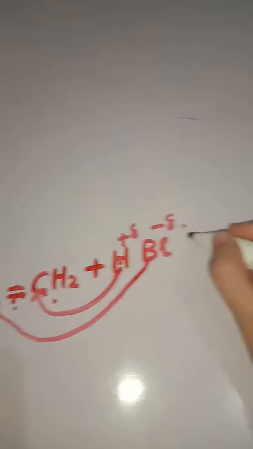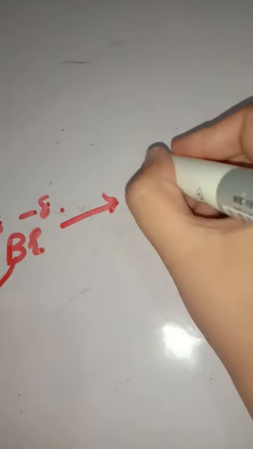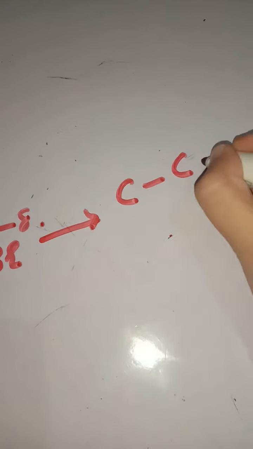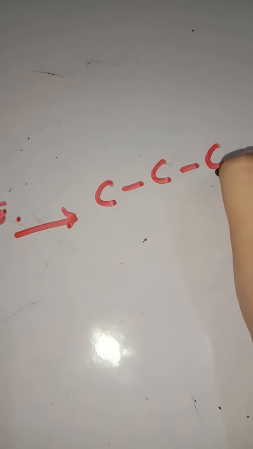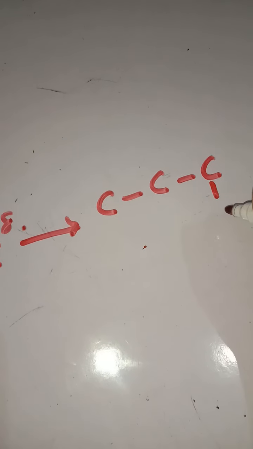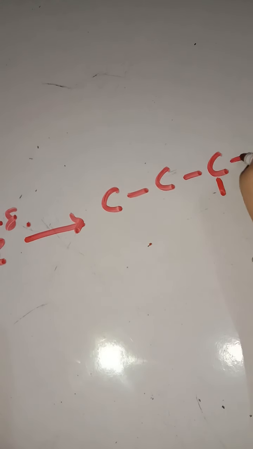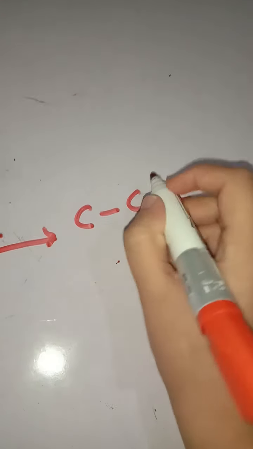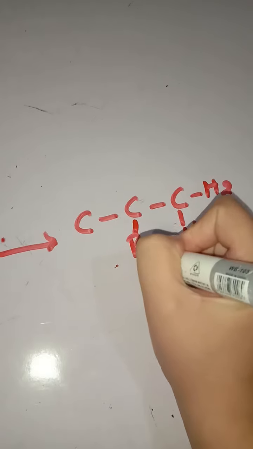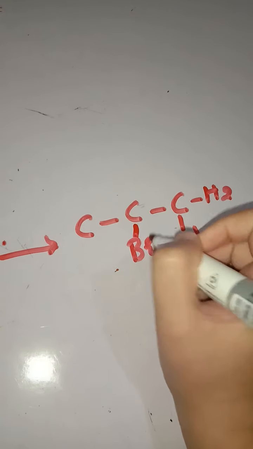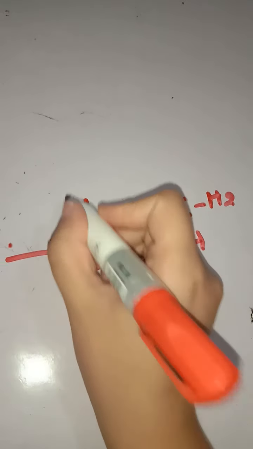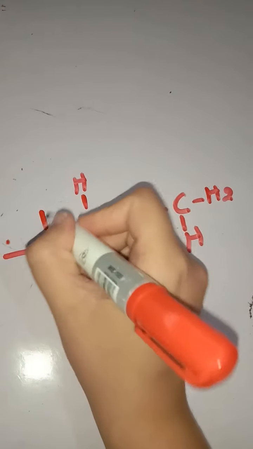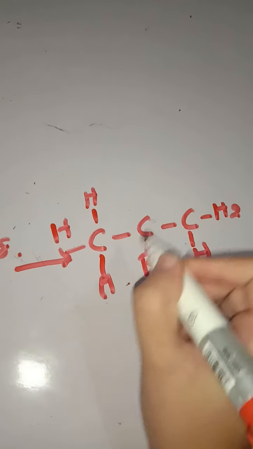So how is the product formed? For example, 3 carbon atoms are present. The partial positive part will attach to the carbon that has the larger number of hydrogen atoms. So hydrogen will attach to this carbon and bromine will attach to this carbon. The rest we will complete our product with the hydrogen atoms.